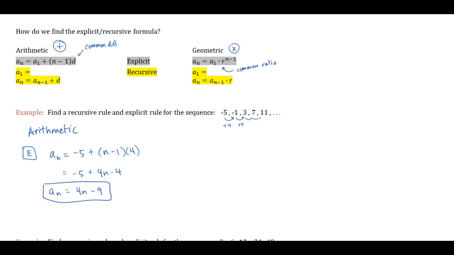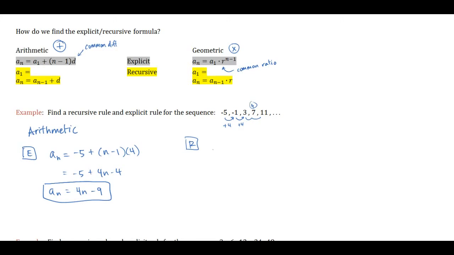Plug in a 1, it should get us negative 5, and it does. Plug in a 4, it should get us 7. So let's see, 16 minus 9, 7. Beautiful explicit formula. Now recursive, so much easier to make, right?